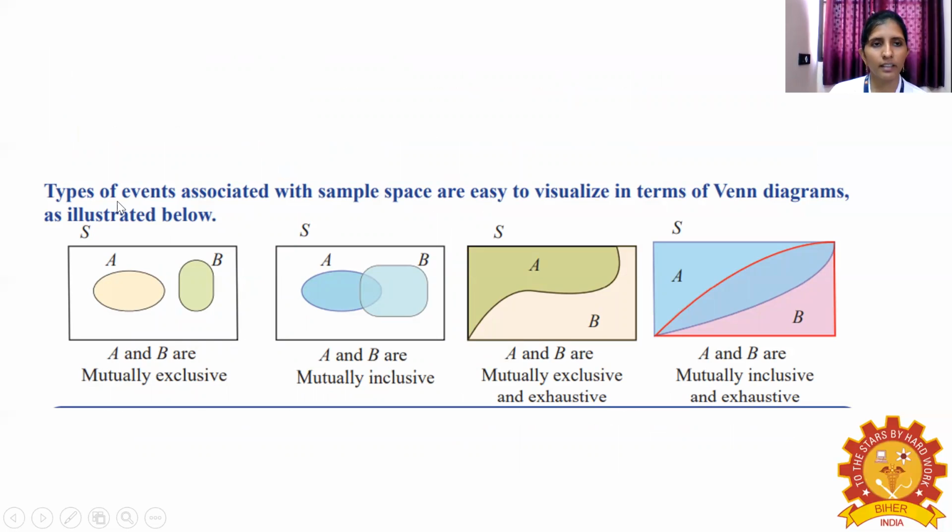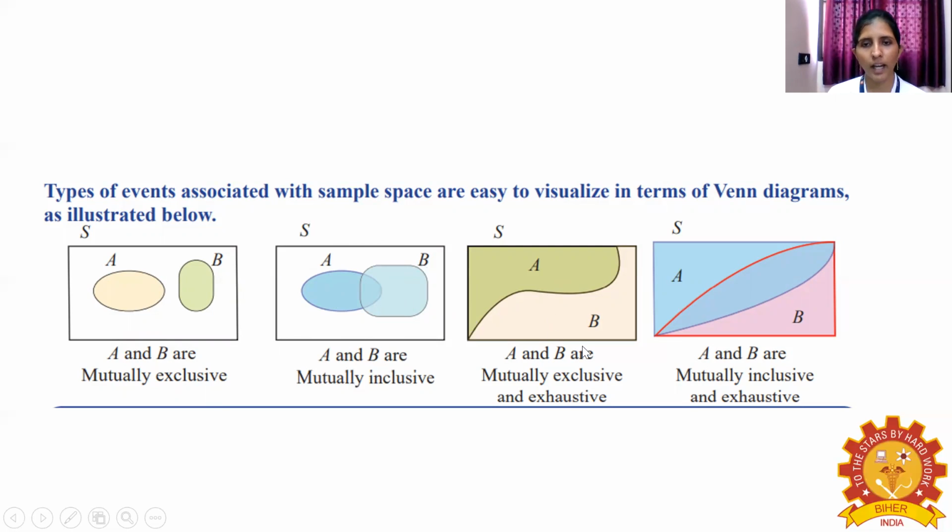So these are types of events which are associated with the sample space, and we can visualize this in terms of Venn diagrams. Say A and B are mutually exclusive in the sense there is no common element between A and B. So therefore it is colored in separately. So it is disjoint. We do not have any connection here. So we call this mutually exclusive. And if they are mutually inclusive, it means that we do have certain elements which are common to each set. And the outer rectangle denotes the set of sample space S.